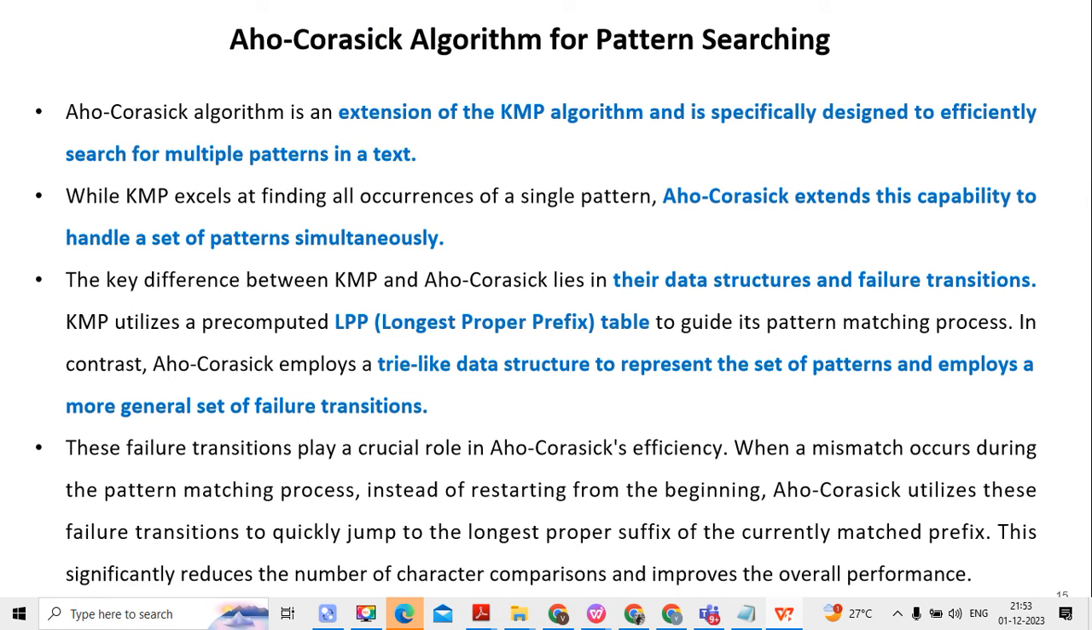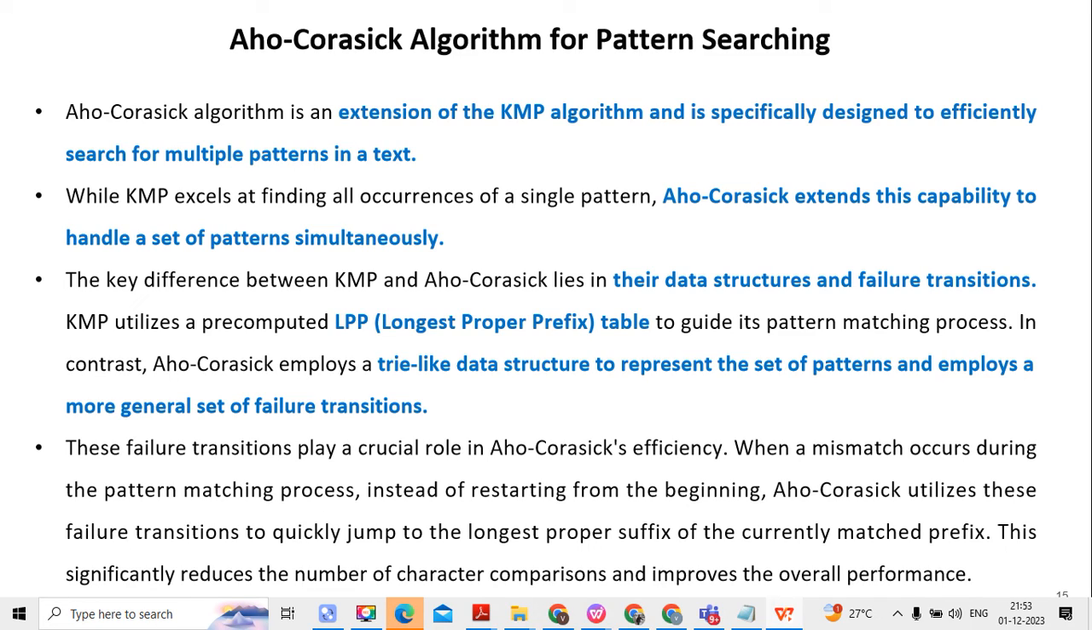Now the third algorithm is the Aho-Corasick algorithm for pattern searching. The Aho-Corasick algorithm is an extension of the KMP algorithm, and it is specially designed to efficiently search for multiple patterns in a text. While KMP excels at finding all the occurrences of a single pattern, Aho-Corasick extends this capability to handle a set of patterns simultaneously. Means Aho-Corasick is not finding a single pattern at one time but multiple patterns simultaneously.